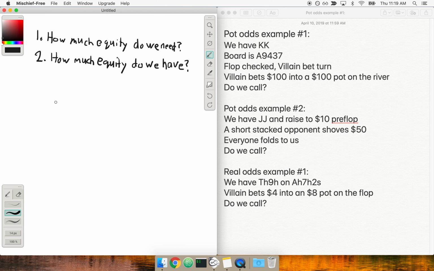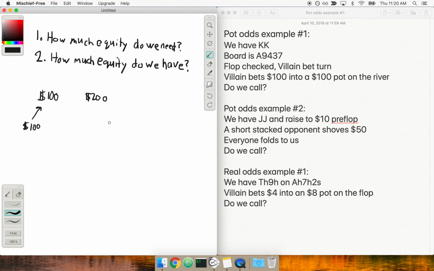So let's start off with step one. How do we figure out how much equity we need? The answer to that involves figuring out pot odds. So what are pot odds? In this spot, the river, the pot was $100, and then our opponent bet $100 into the $100 pot. So now we're looking at a $200 pot.